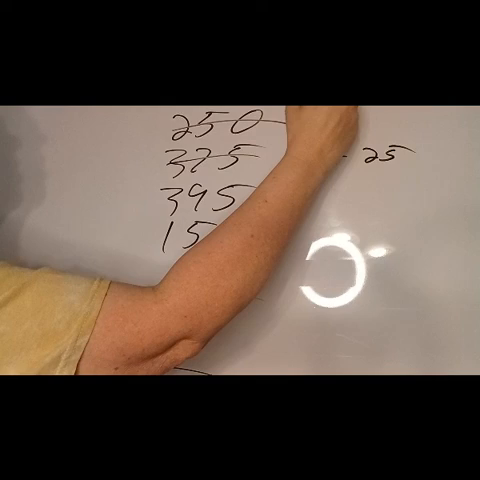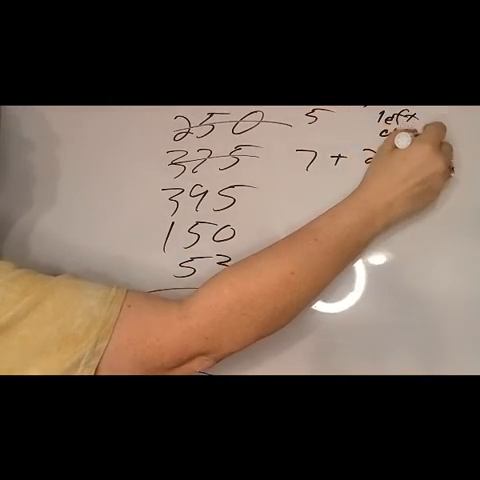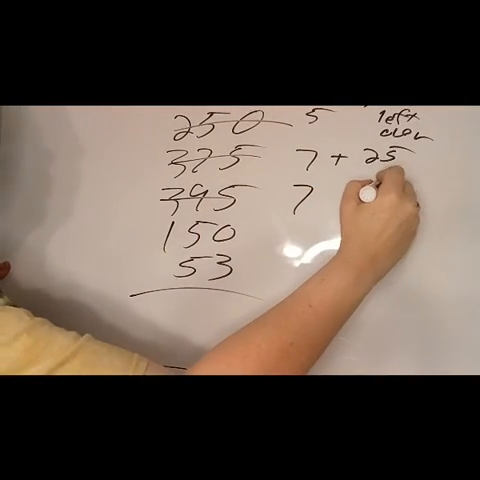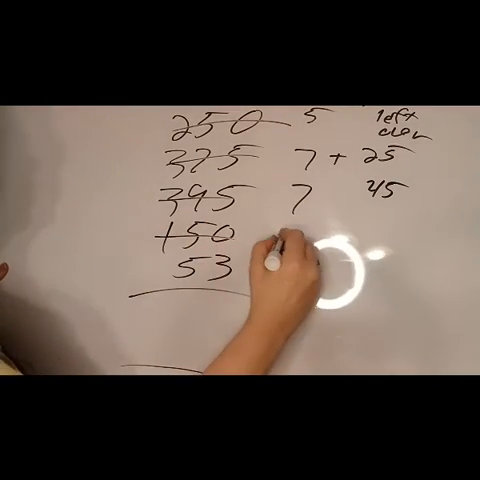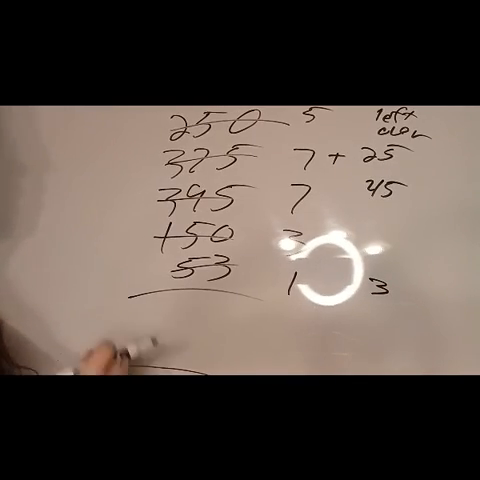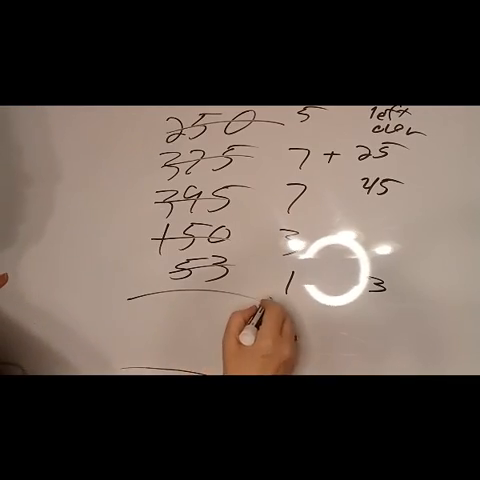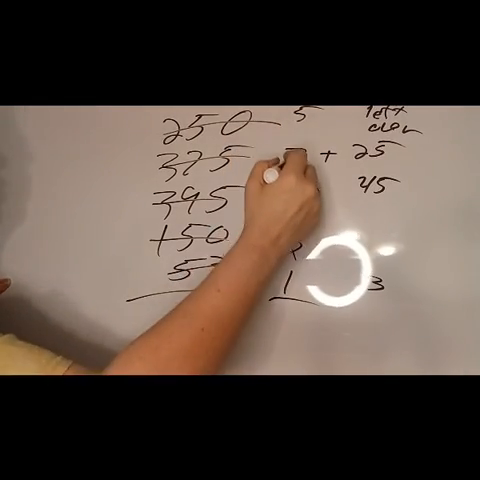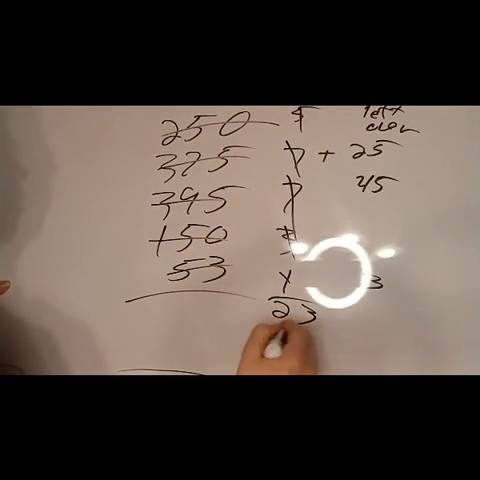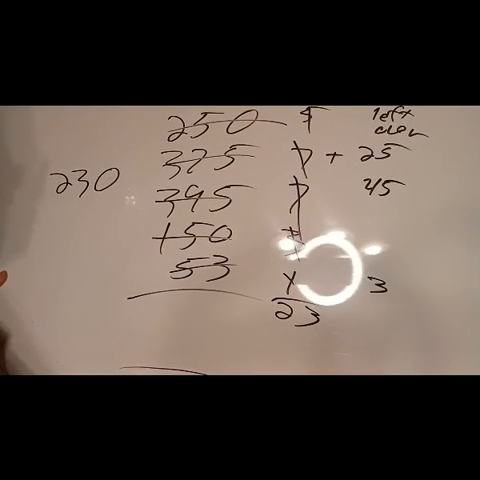Okay, so these are the packets. This is left over. 395 is another 7 and has 45 left over. 150 is 3, 53 is 1, and 3 left over. Now we're going to be dividing by 5, so each packet is worth 10 points towards the average. If we add these up, we get 23 packets. That gives us 230 towards the average.